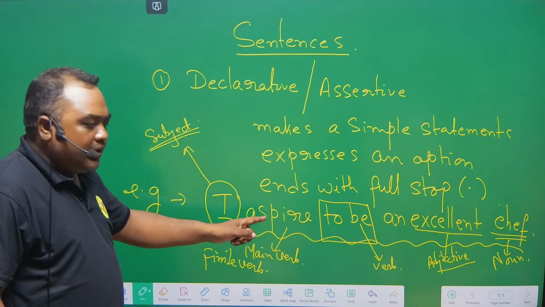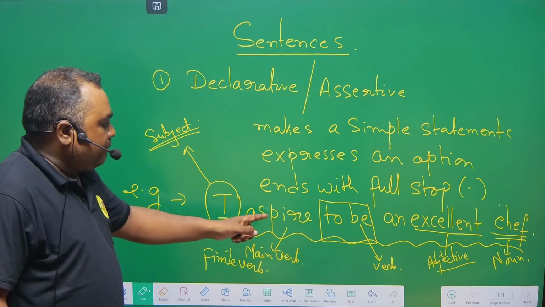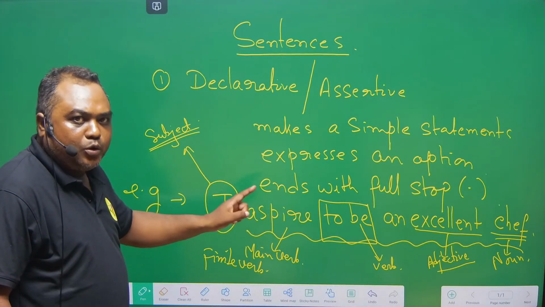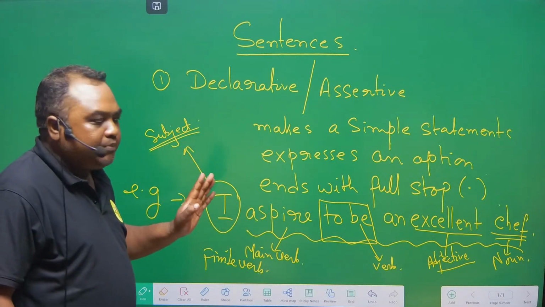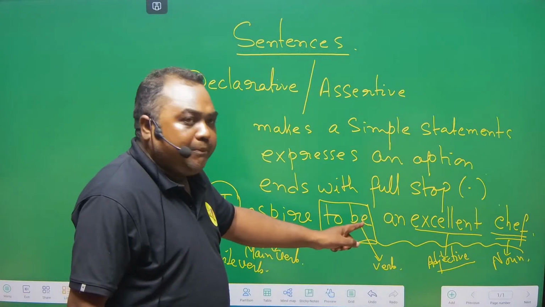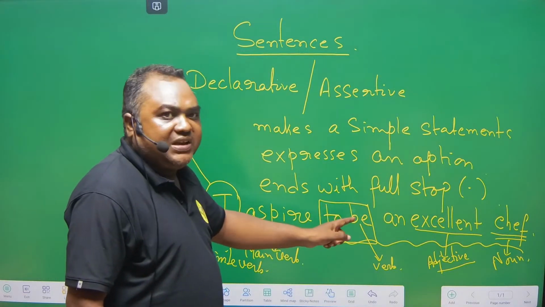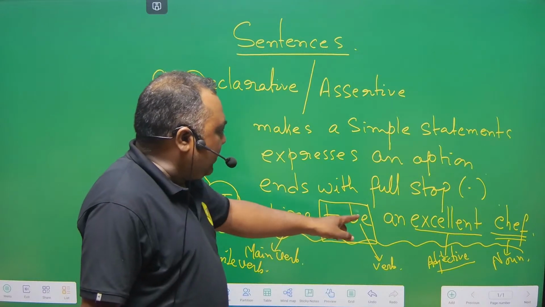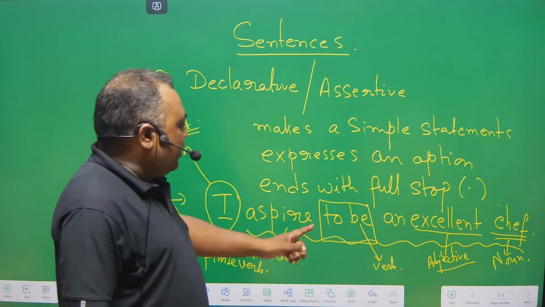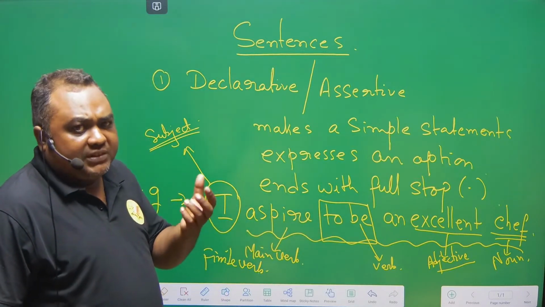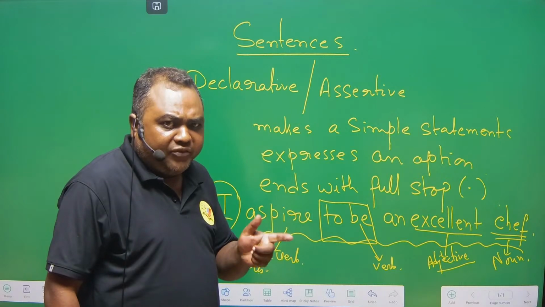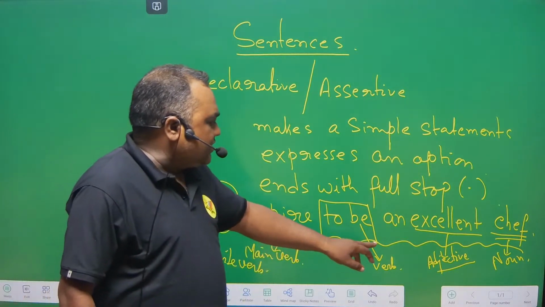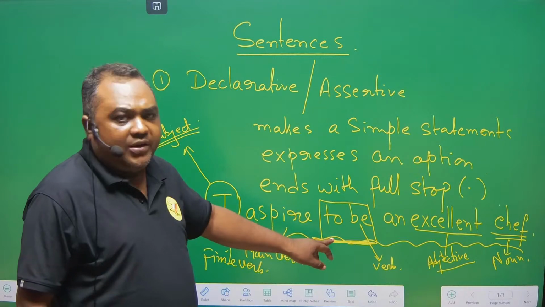Aspire is the main verb, and it is called a finite verb because this verb is controlled by the subject. Those verbs which have their own subject in a sentence are called finite verbs. And be is also a verb, but this verb doesn't have its own subject in this sentence. That's why it is called a non-finite verb. This word, to be, together is called a non-finite verb. Later on I will tell you, there are three types of non-finite verb: infinitive, gerund, and participle. This one is known as an infinitive.